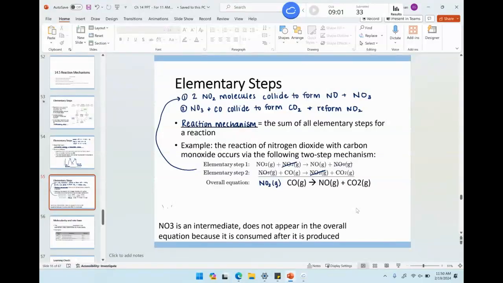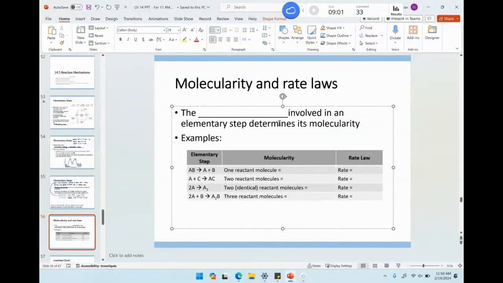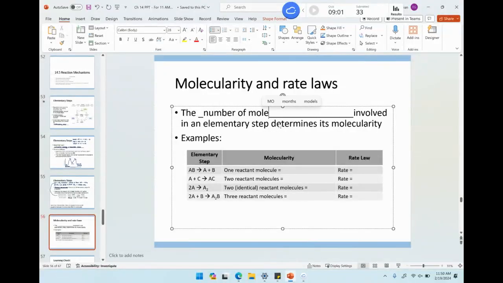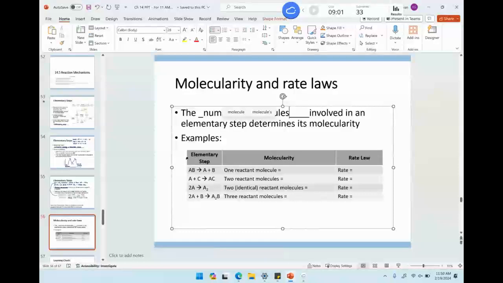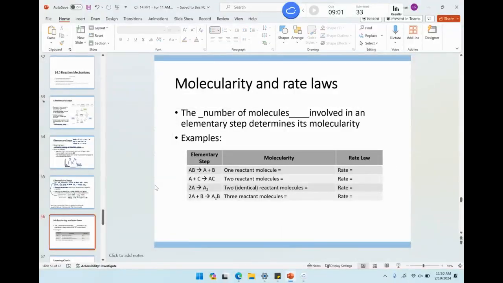Okay, so we can use rate information from the elementary steps to describe the overall rate. That's what we describe as molecularity. So the number of molecules involved in an elementary step determines its molecularity. We can go right from an elementary step and write the rate law without having to calculate reaction order. As long as you know it is an elementary step, then you can look at this and determine the rate law.